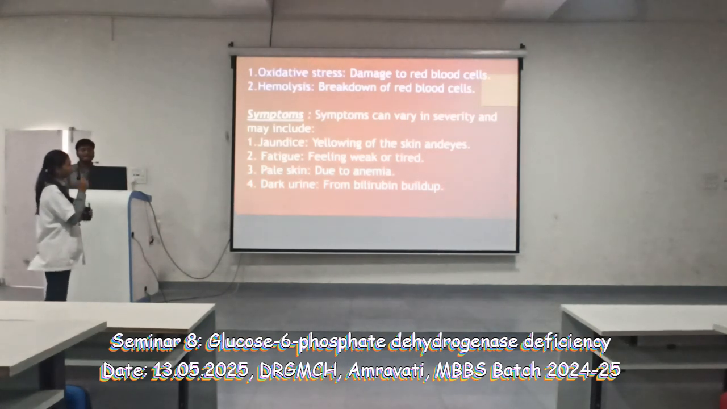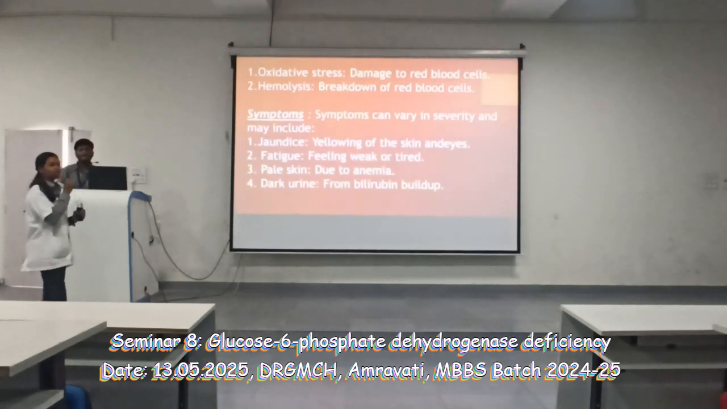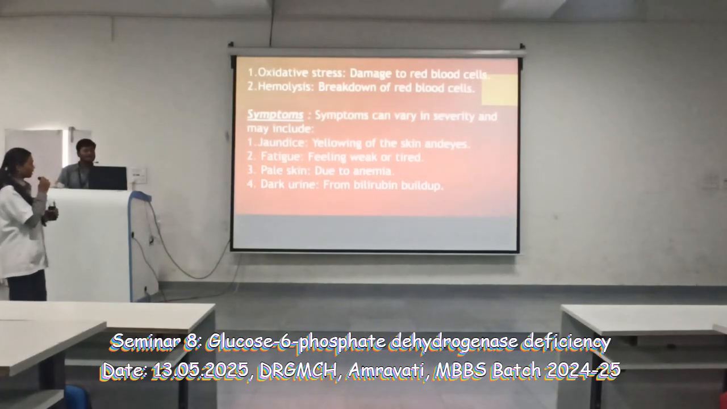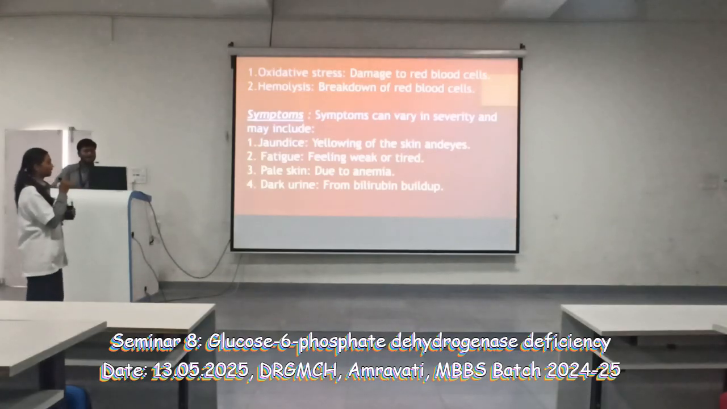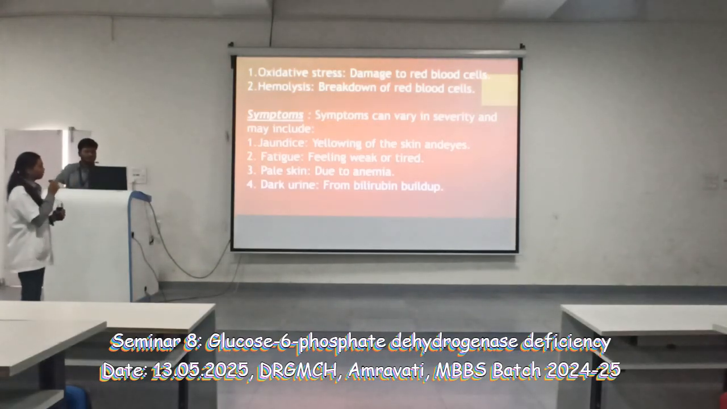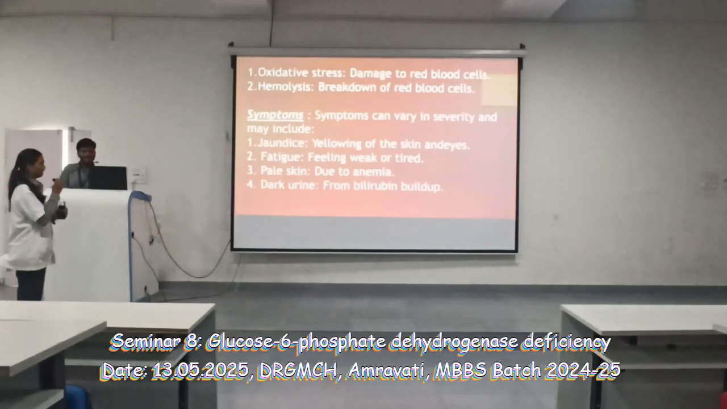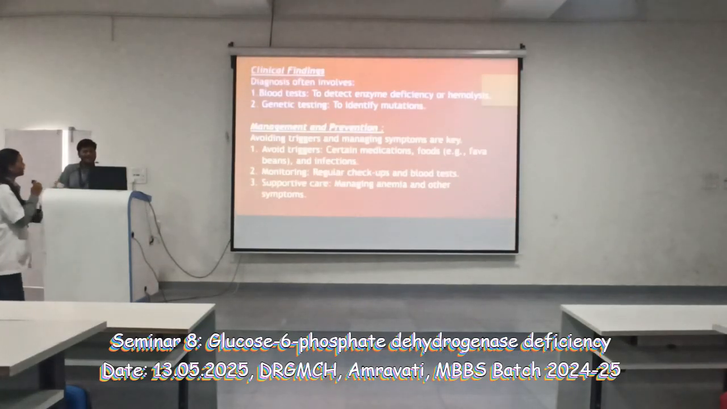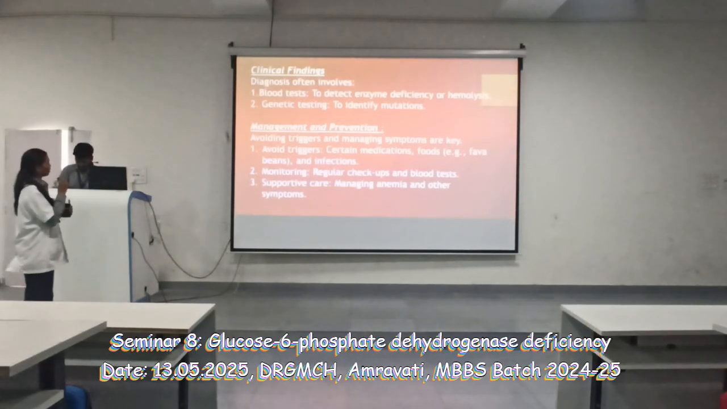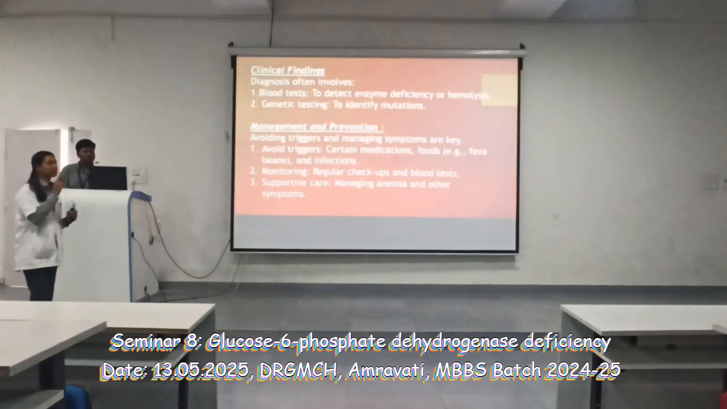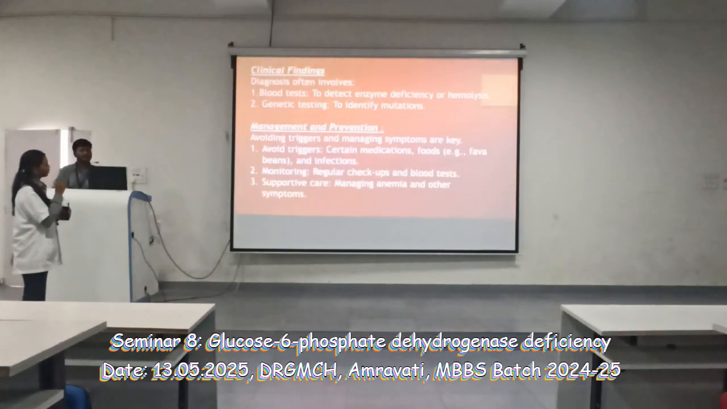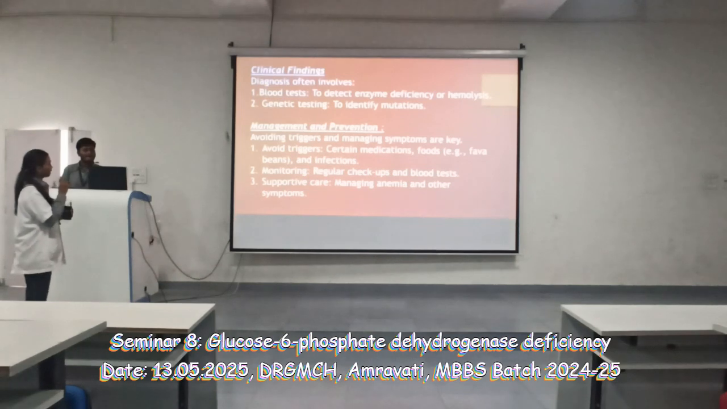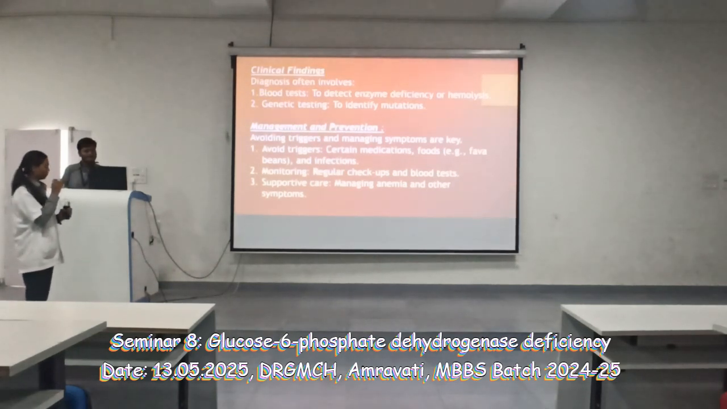Symptoms can vary in severity and may include jaundice, yellowing of skin and eyes, fatigue, feeling weak or tired, pale skin due to anemia, dark urine from bilirubin buildup. Clinical findings. Diagnosis often involves blood tests to detect enzyme deficiency or hemolysis, genetic testing to identify mutations. Management and prevention. Avoiding triggers and managing symptoms are key.